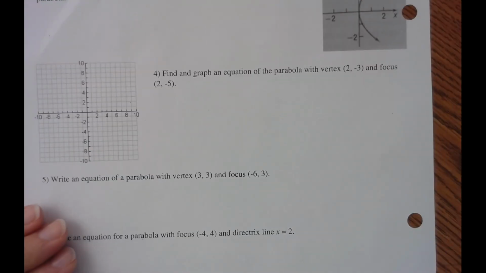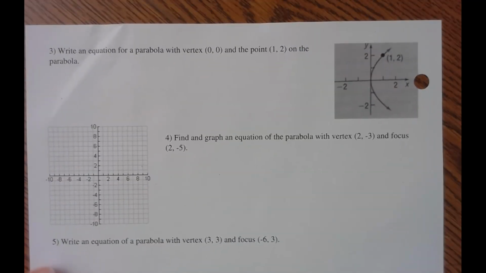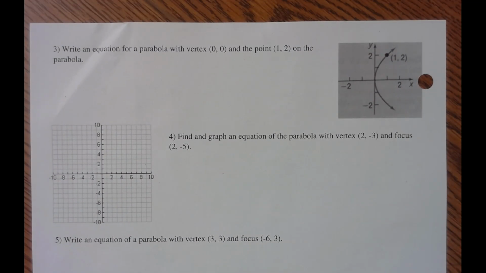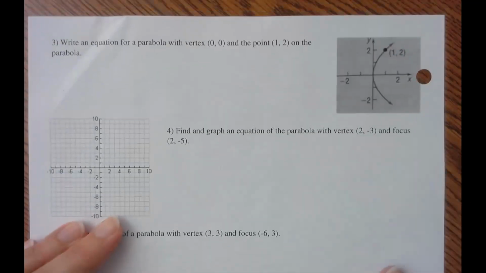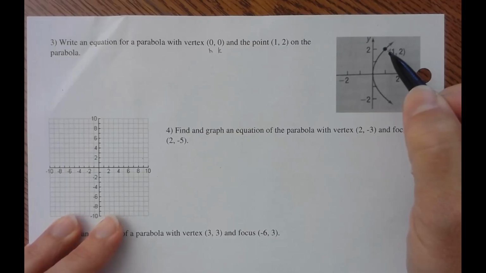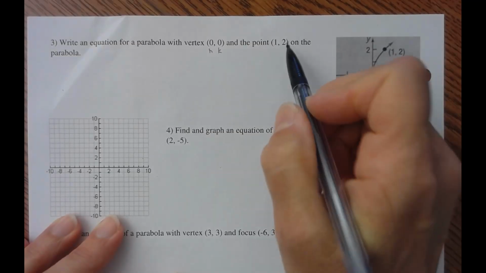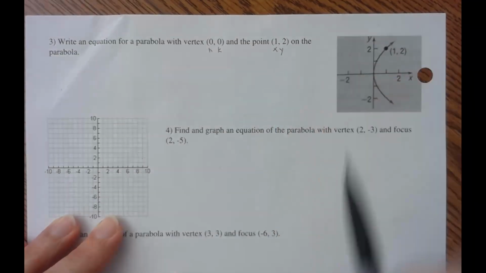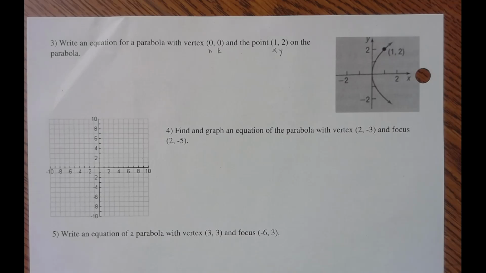Let's try something where we have to write an equation for a parabola. We're given the vertex at 0, 0, so I've got an h, k. We have a point on the parabola at 1, 2, it's just an x, y point. We aren't told that this is an endpoint of the latus rectum, so we can't assume that it is an endpoint of the latus rectum.